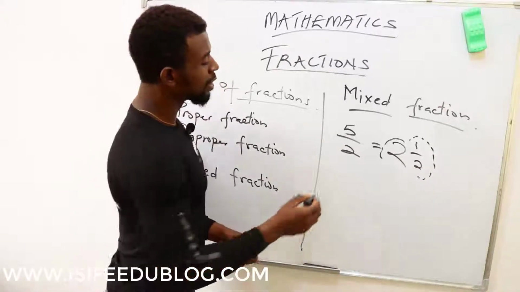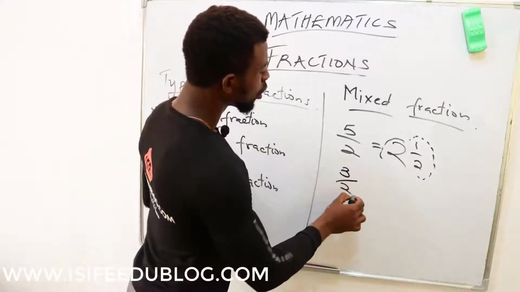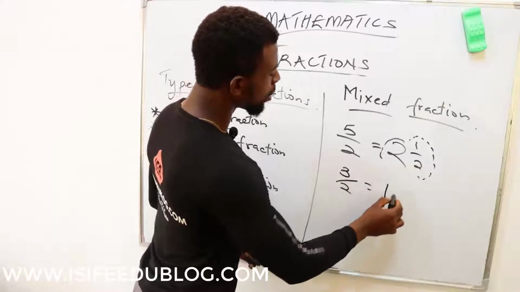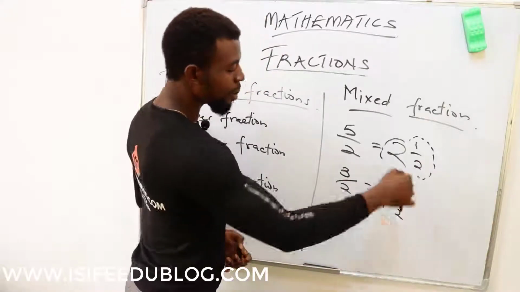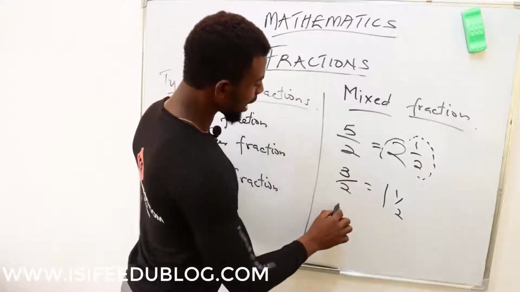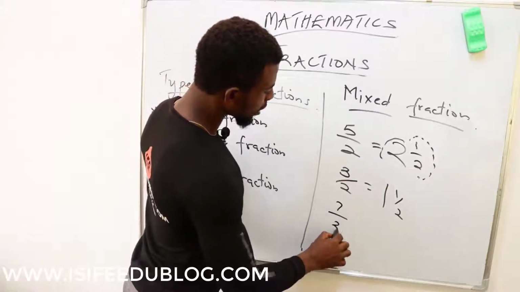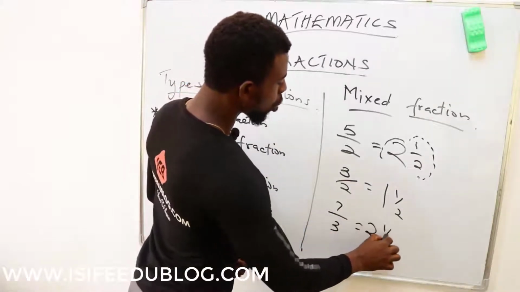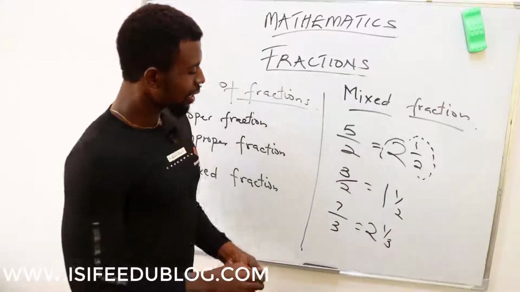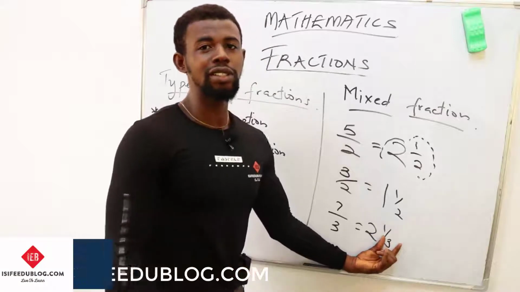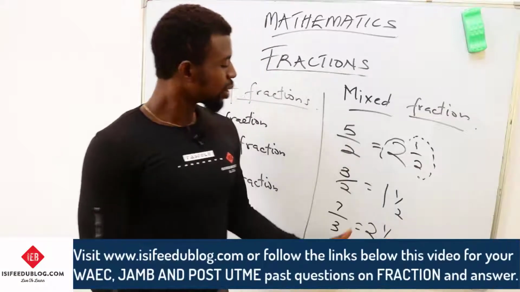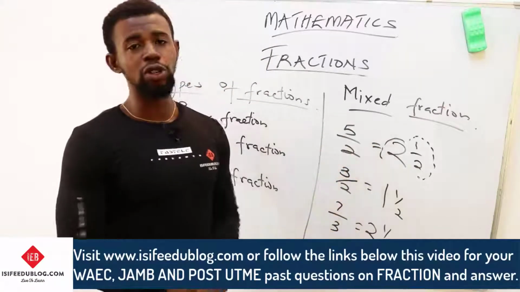Another example is if we have 3 over 2. It will give us 1 whole number and 1 over 2. So we have our whole number part and a proper fraction in it. We can have something like 7 all over 3. This will give us 2 and 1 over 3. So this gives us a whole number part and a proper fraction in it. This is what a mixed fraction looks like.